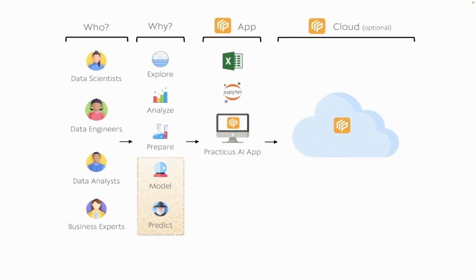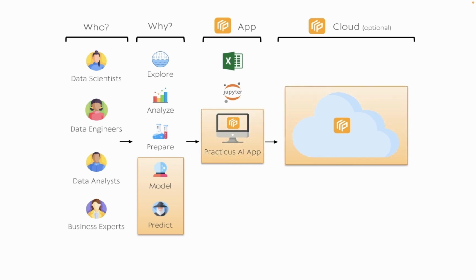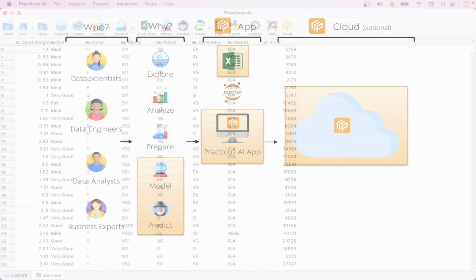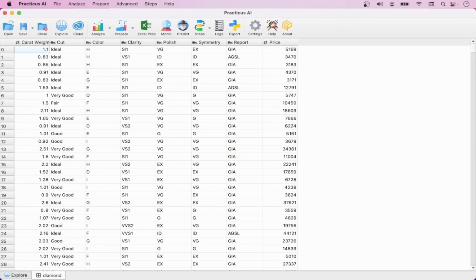Hi, in this demo I will show you how to create AI models and make predictions. I will use the Practicus AI app and the Cloud Node for most of the features. And I will also show how to use Excel to make predictions. We will use the diamond dataset.